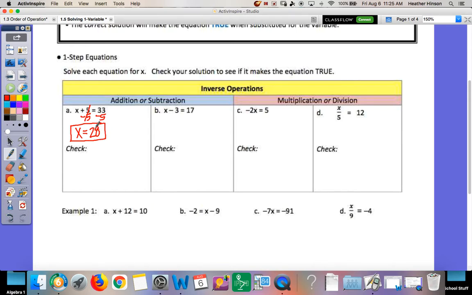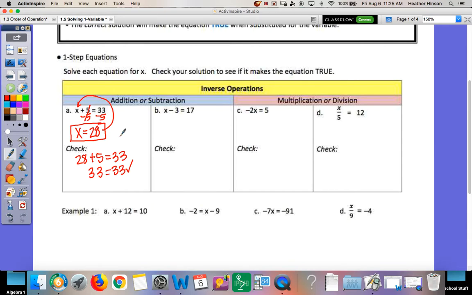So when I check it, I'm going to take that 28 and plug it back in. So 28 plus 5 equals 33. What is 28 plus 5? That is 33. Does 33 equal 33? Yes. So I know I'm correct.